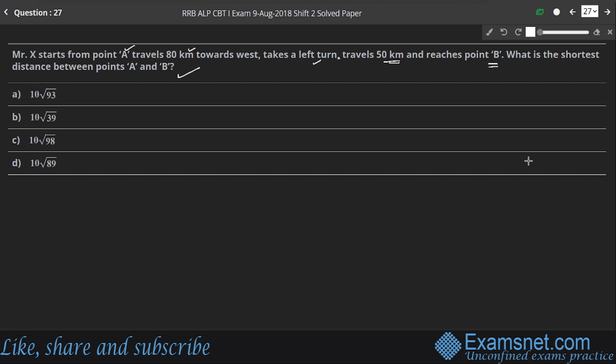So we'll consider the directions first. So north, south, east and west. Right? So Mr. X starts from a point A. So we'll consider a point A here, somewhere here, right? So he travels 80 km towards west. So towards west means in this direction. Towards west, right? And he travels 80 km.